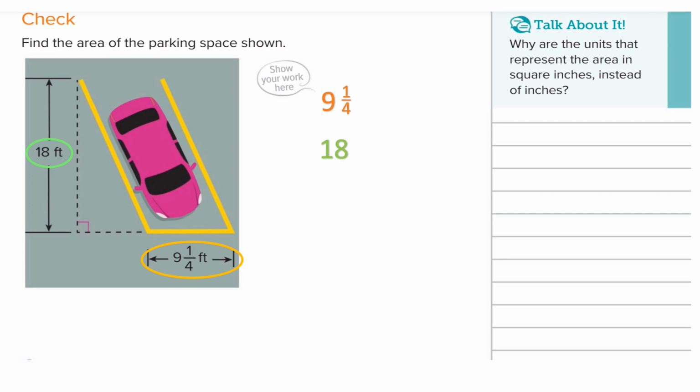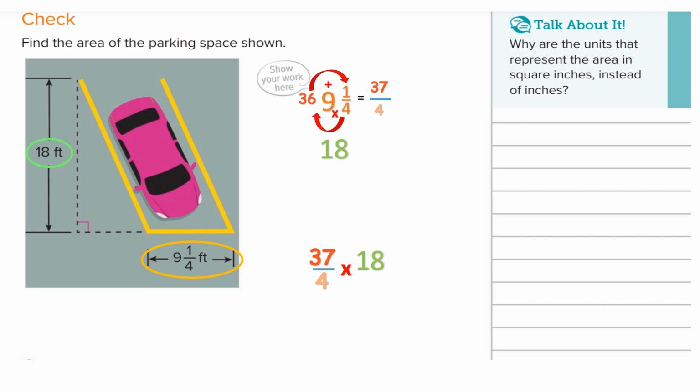Now I know that I have base times height is going to give me my area, but I can't multiply mixed numbers and whole numbers. So once again, I have to make it into an improper fraction by going clockwise, starting at the bottom and multiply and add. So 4 times 9 is going to give me my 36. Plus, I'm going to add my 36 plus 1. It gives me my numerator of 37. My denominator of 4 simply stays the same. So now I have 37/4 that I can multiply by my height, which is 18.